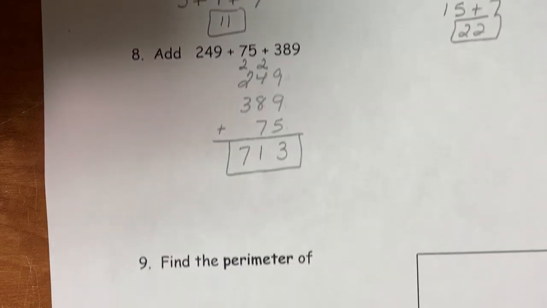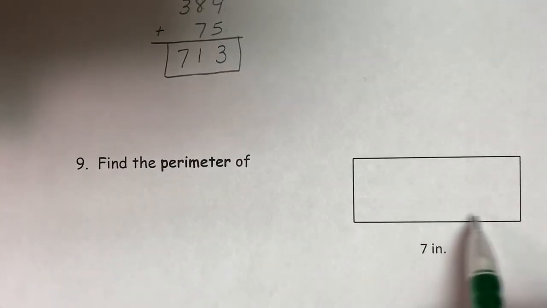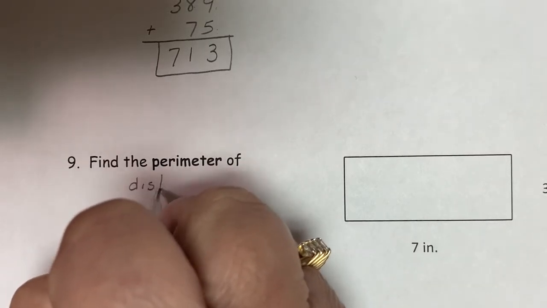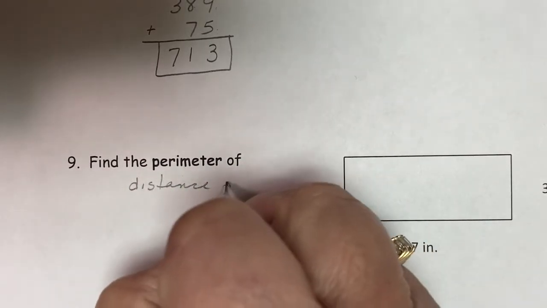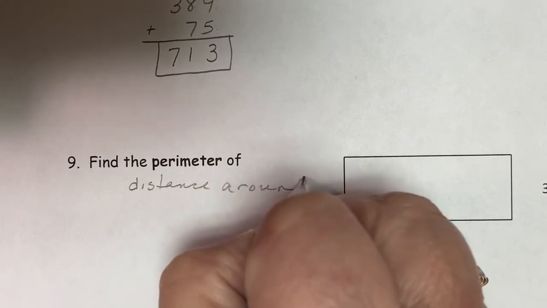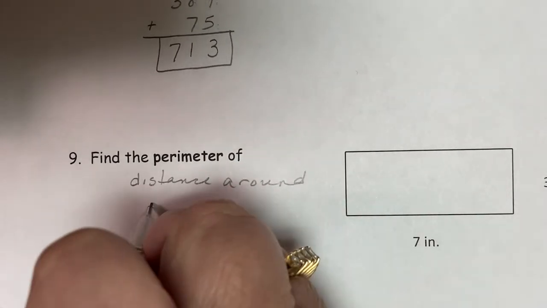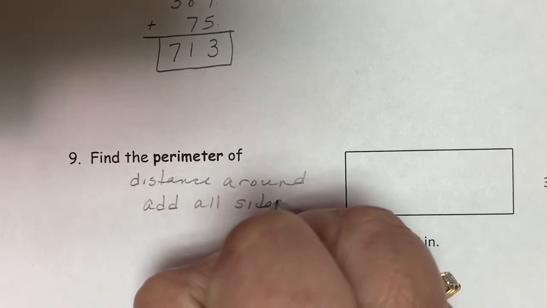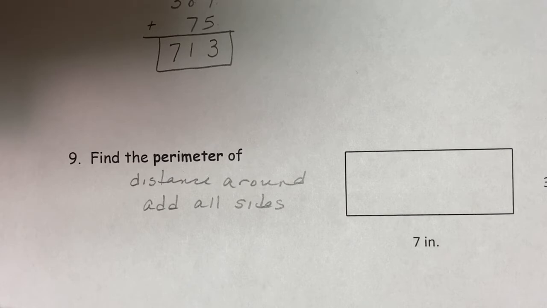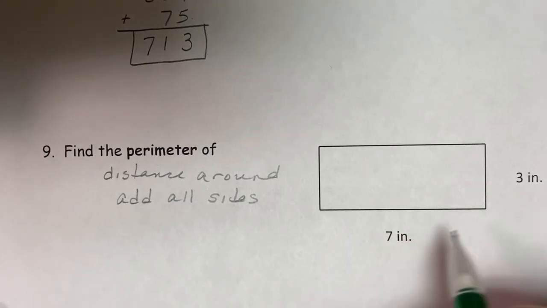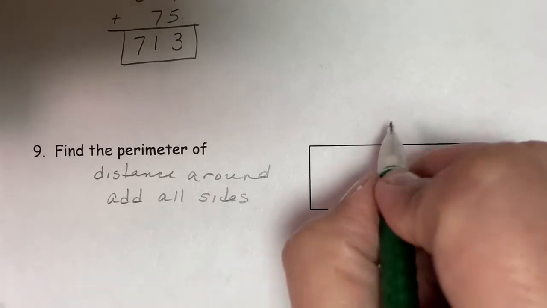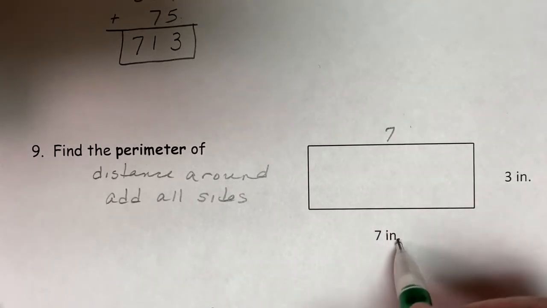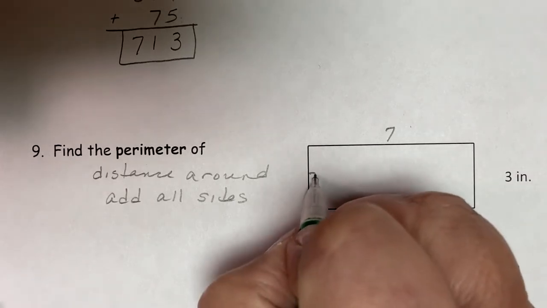Now let's use it. Let's talk about perimeter. I want to find the perimeter of this figure. Perimeter means distance around a figure. What you do to find the perimeter is you add all sides. Since this is a rectangle, we know that this side is 7, this side is 3. That side is also 7 because opposite sides are going to be the same, and this side is 3.